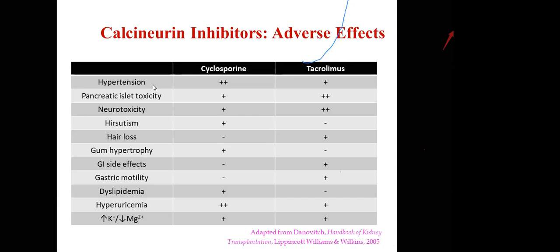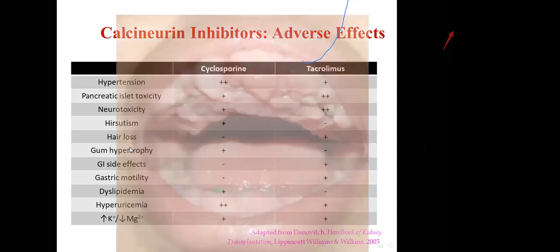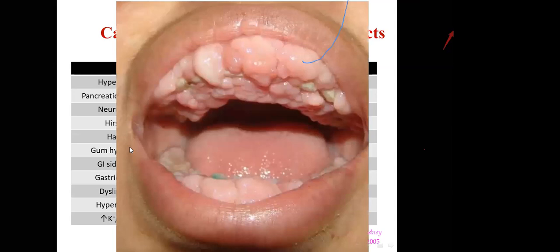And if you read it, this is hypertension, neurotoxicity, and hair loss, and so on. The most common reason for conversion is cosmetics, because the patient who receives cyclosporine has gingival hyperplasia. So we convert patients on cyclosporine mainly for cosmetic issues.